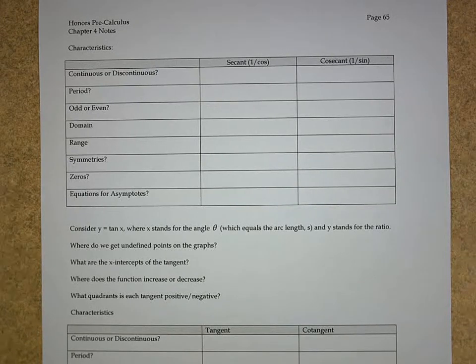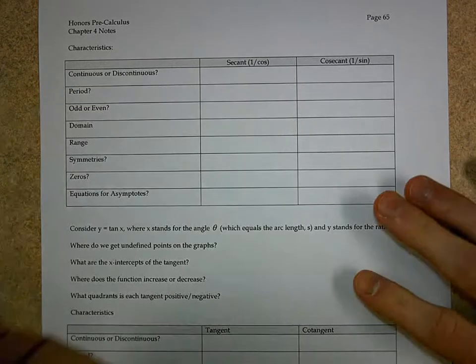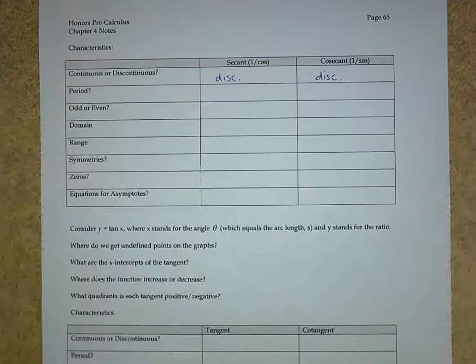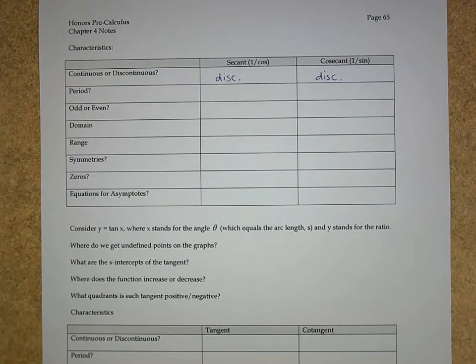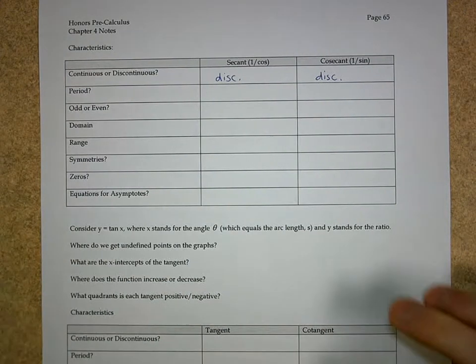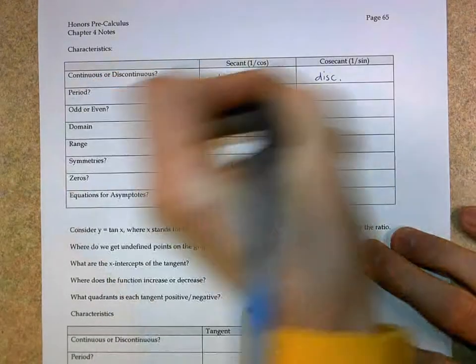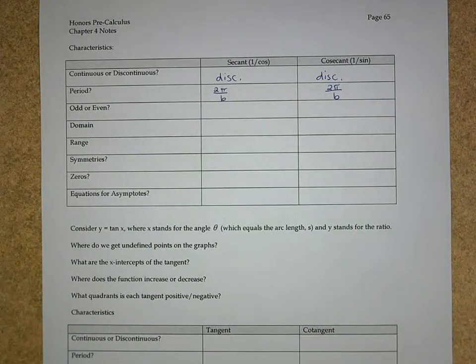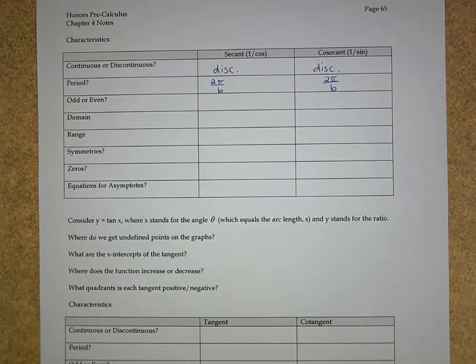Now we're going to look at all the characteristics of the secant, cosecant, and the tangent and cotangent function. So first of all, with both secant and cosecant, they're discontinuous. Discontinuous means we've got holes or asymptotes, and we saw lots of asymptotes with secant and cosecant. The period is 2 pi over b, the same period that we saw with sine and cosine. The reciprocal does not make this b over 2 pi. The fact that secant and cosine are reciprocals and cosecant and sine are reciprocals just tells us it takes the same distance until we repeat, which is going to be 2 pi over b.